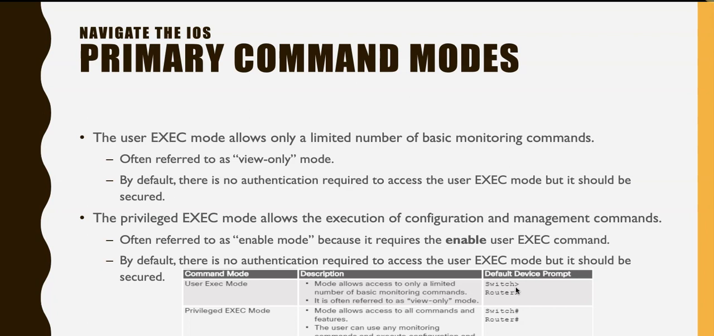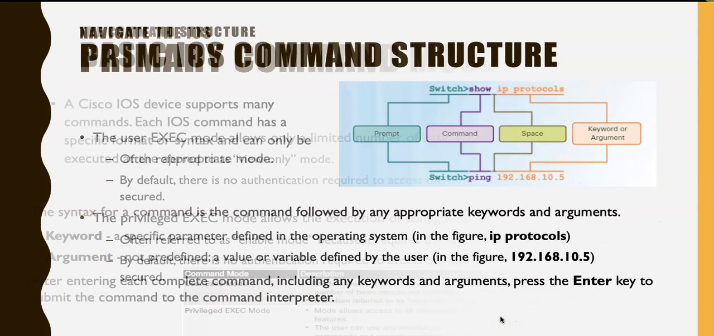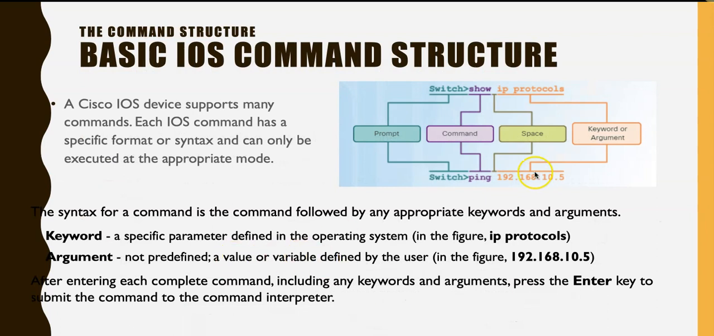You can think of it as similar to Windows Safe Mode, only it's the other mode that Windows supports. The second mode is known as privilege mode. In privilege mode, you'll see the switch or router name followed by a pound sign. You have the power to configure, change, and do whatever you want. Most of the time, as an administrator, you're going to find yourself right here configuring and doing what needs to be done.